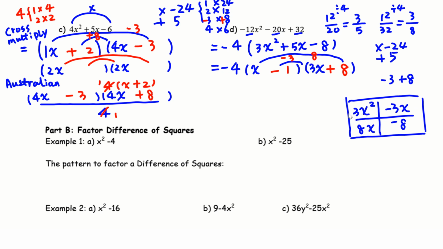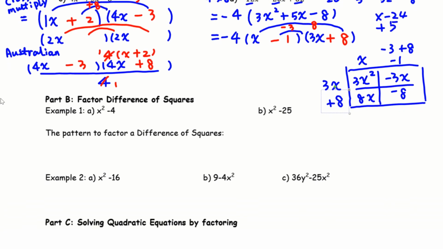Common factor in the first row is 3x. Then do the division: x, division negative 1, division 8. So you will have x minus 1 times 3x plus 8. For the grouping method, you just write these two rows on one row and factor the two terms together, then you will have the same answer.